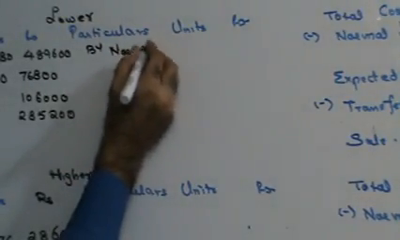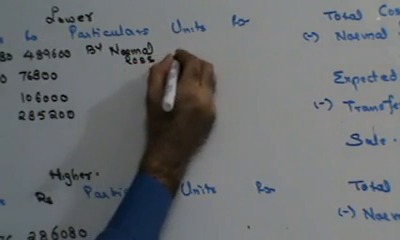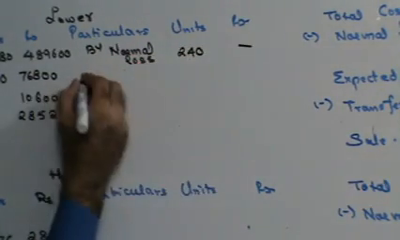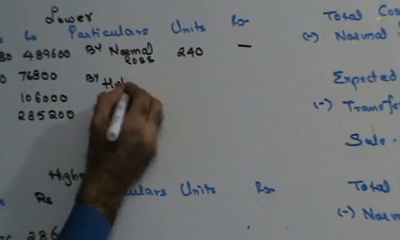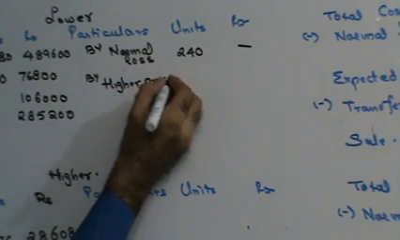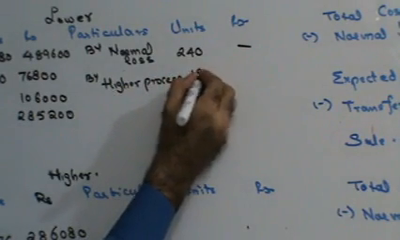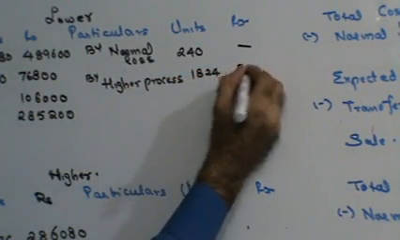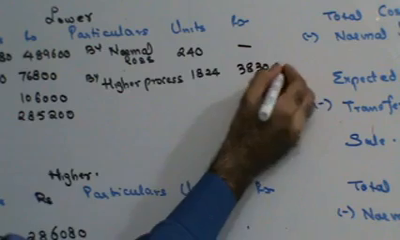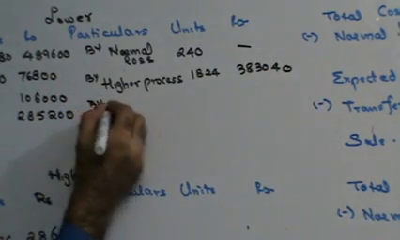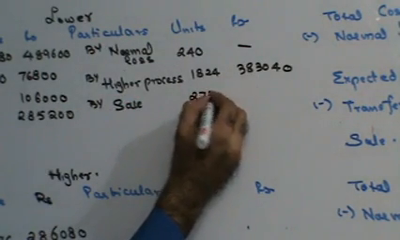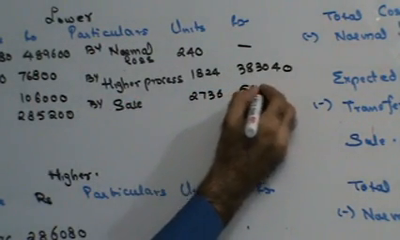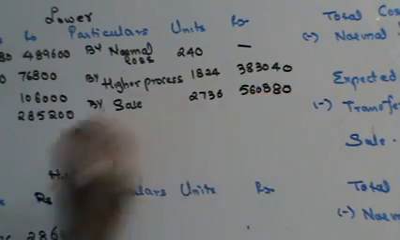This is by normal loss. Normal loss is 240 and nil. This is by higher process. That's your transfer. Higher process is 1824 units and 3,83,040, and this is going to be by sale. Sale is going to be 2736 and 5,60,880. Carry this.